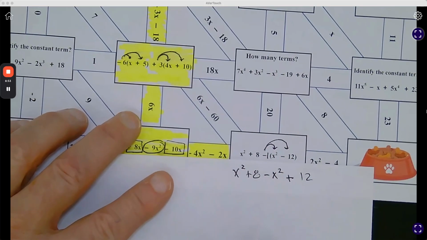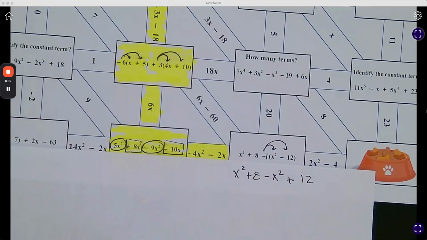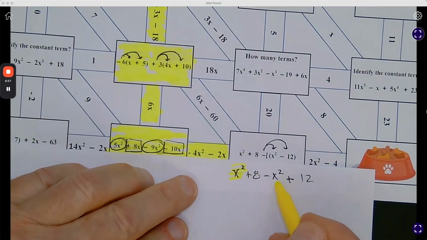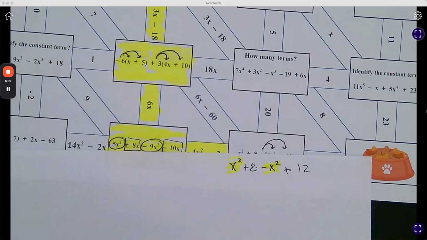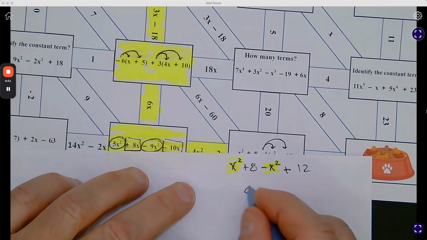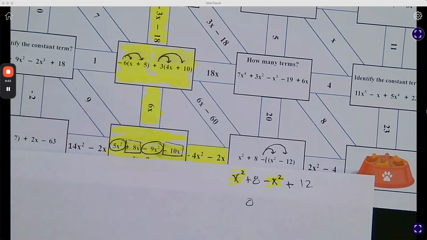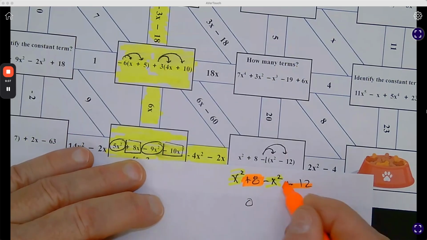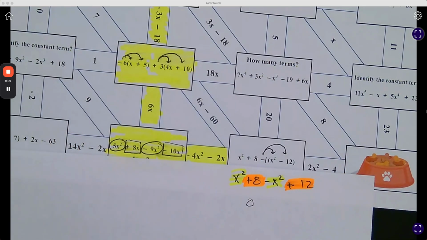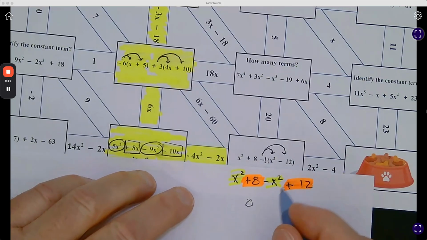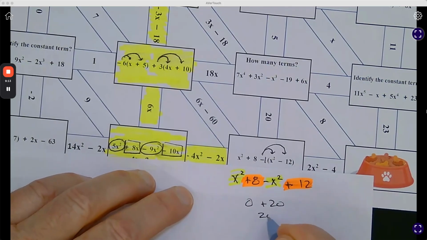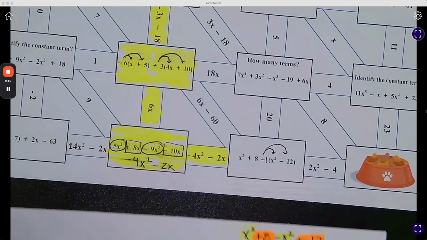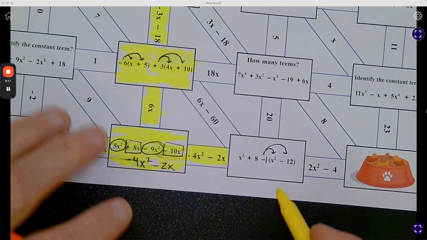All right, let's combine them. That is like that. 1 minus 1, 0. And then we got 8 plus 12. I think you know what this is. What's 8 plus 12? Sweet, 20. 0 plus 20 is 20. Okay, we're going up.